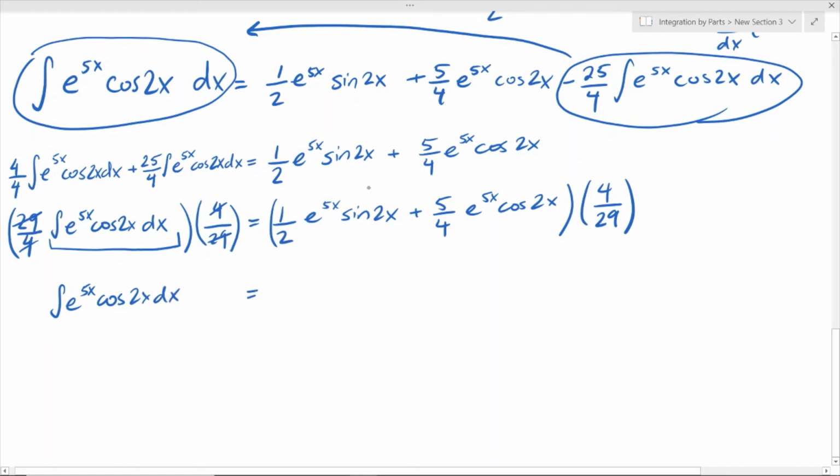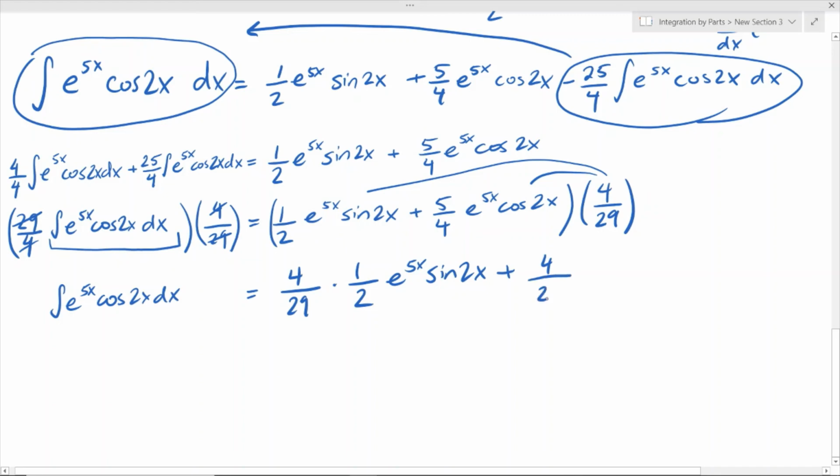You can even use the distributive property to make it look nicer. So distribute here and here. So 4/29 times 1/2 times e to the exponent 5x sine 2x is multiplying it by this term, and then multiplying it by the second term, so 4 over 29 times this expression, 5 over 4, e to the exponent of 5x cos 2x.